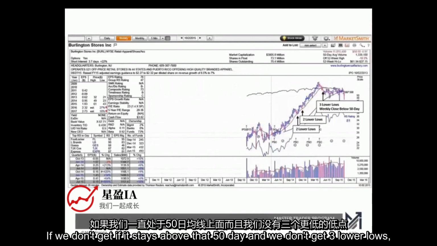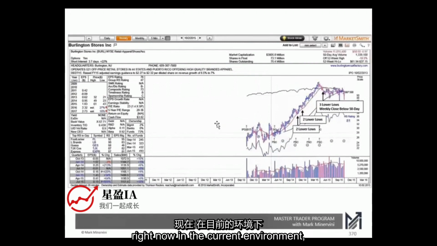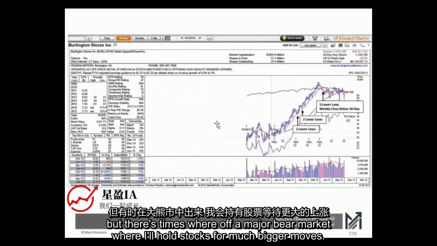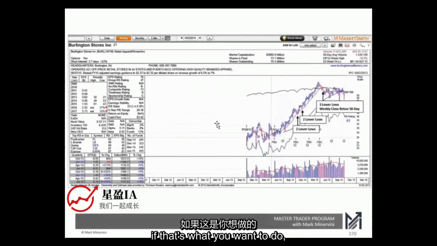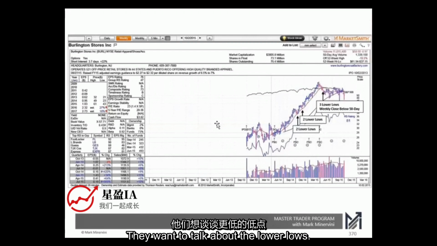And if it stays above that 50-day and we don't get 3 lower lows, then I sort of just try to stick with it for those bigger moves. Again, in the current environment, I've been scalping profits. But there are times, coming off a major bear market, where I'll hold stocks for much bigger moves. And if that's your goal, you want to use these things in conjunction. Dave, why don't you talk about the lower lows?